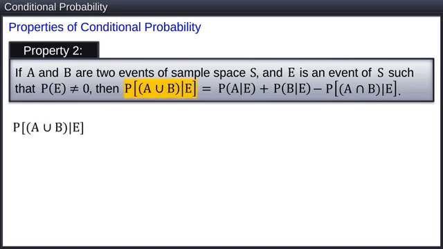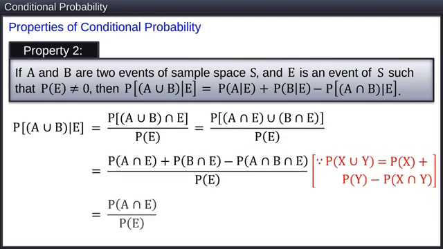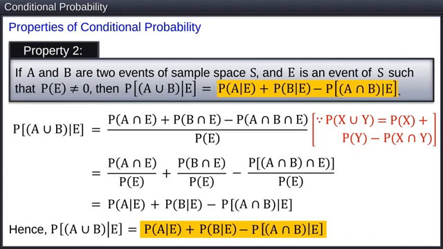Let's consider the left-hand side of the equation. By the definition of conditional probability, this can also be written as the probability of A union B intersection E divided by the probability of E. By the distributive law of union of sets over intersection, the numerator becomes the probability of A intersection E union B intersection E divided by the probability of E. On simplification, we get the probability of A given E plus the probability of B given E minus the probability of A intersection B given E. This is the right-hand side of the property. Hence, the property is verified.